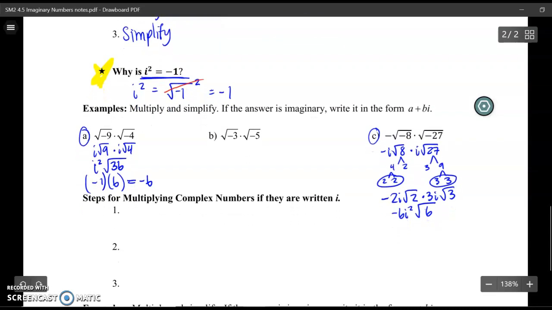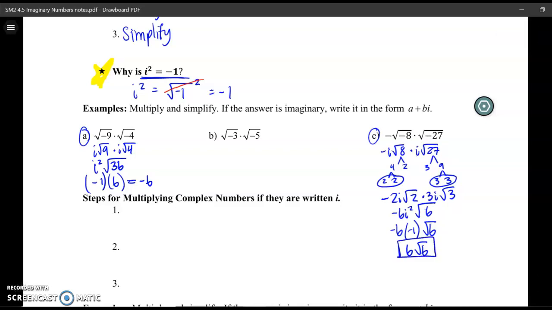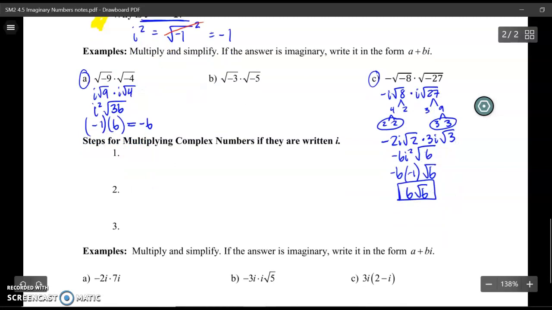Okay, and my last step to simplifying is that I know that i squared is negative 1, so I can replace that i squared with a negative 1. Then I'll have negative 6 times negative 1, square roots of 6. Negative 6 times negative 1 is just going to be 6, so I have 6 square roots of 6. Okay, so this is kind of a lengthy process, but it's all stuff that you should already know how to do. The biggest change is that now I've got that i in there.